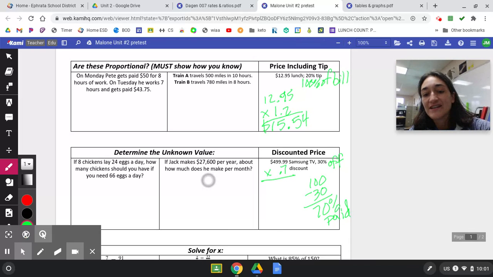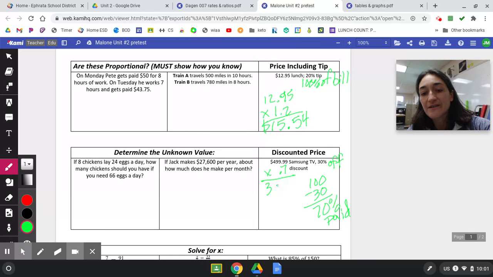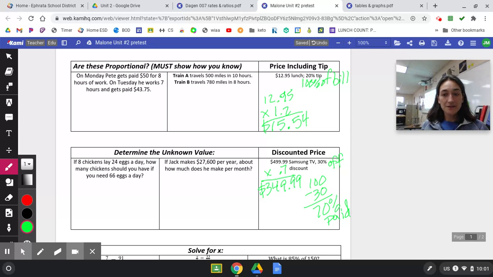Okay, so multiplying it, $349.99. There actually was a 3 after that last 9, but since it was not enough to go up to the next penny, we just left it off, and we are getting a discounted price on that TV of $349.99. Okay, the only other information we need to review is percent of change and proportionality.